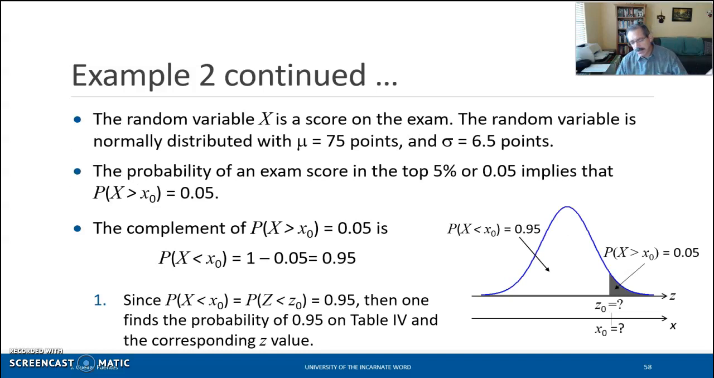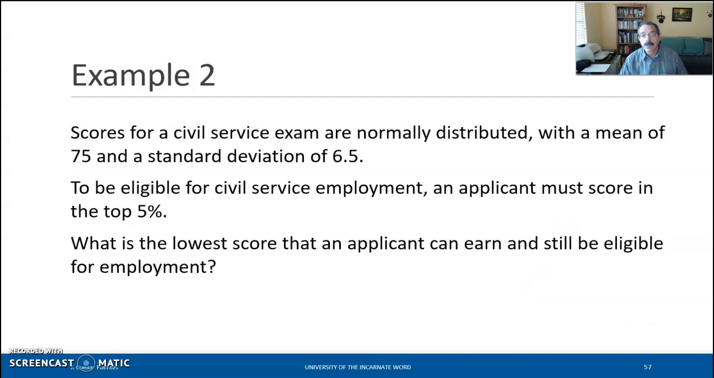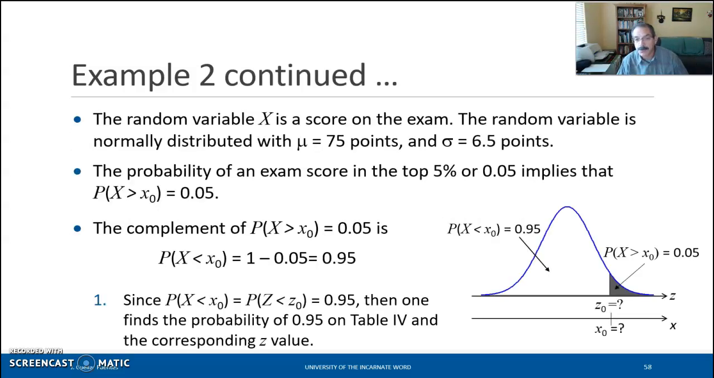All right, so using that information, we're going to put it on this other slide. If we were in a live class, I would copy this information onto the blackboard and explain it as we go. But there's no blackboard here, so I'm going to put it on the next slide. So in here, the random variable x is a score on the exam, and it is normally distributed with a mean of 75 points and a standard deviation of 6.5 points.